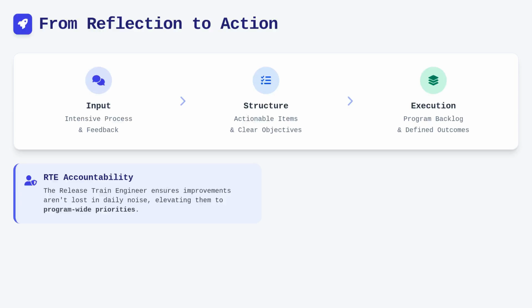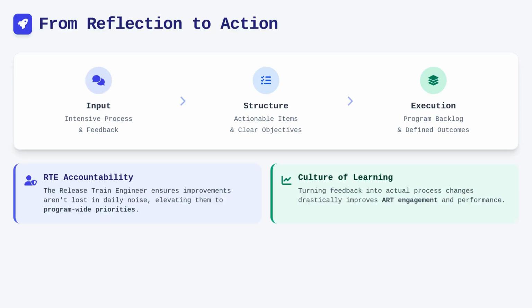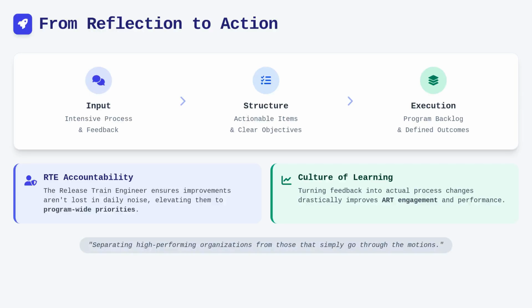By elevating these improvements to the level of program-wide priorities, we institutionalize the culture of continuous learning. When every team sees the results of their feedback turned into actual process changes, engagement throughout the Agile Release Train drastically improves. This transition from reflection to action is what separates high-performing organizations from those that simply go through the motions of Agile ceremonies.